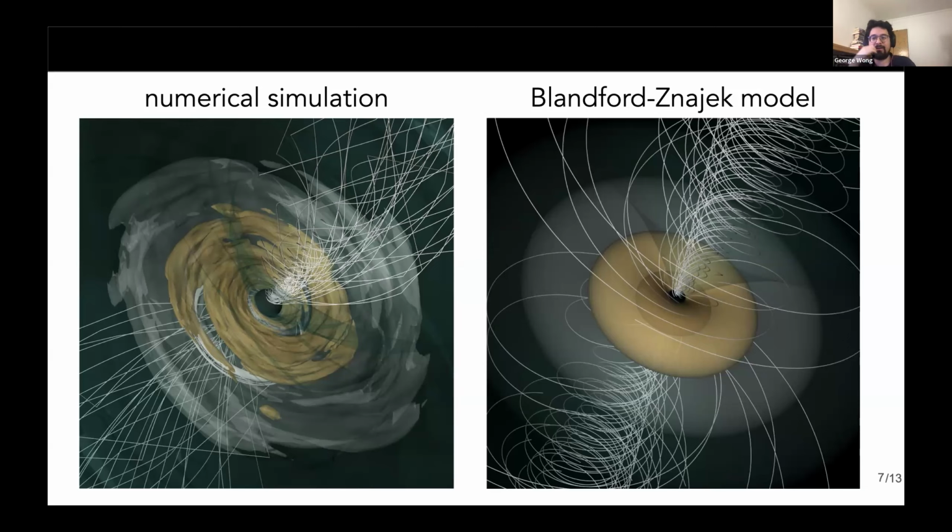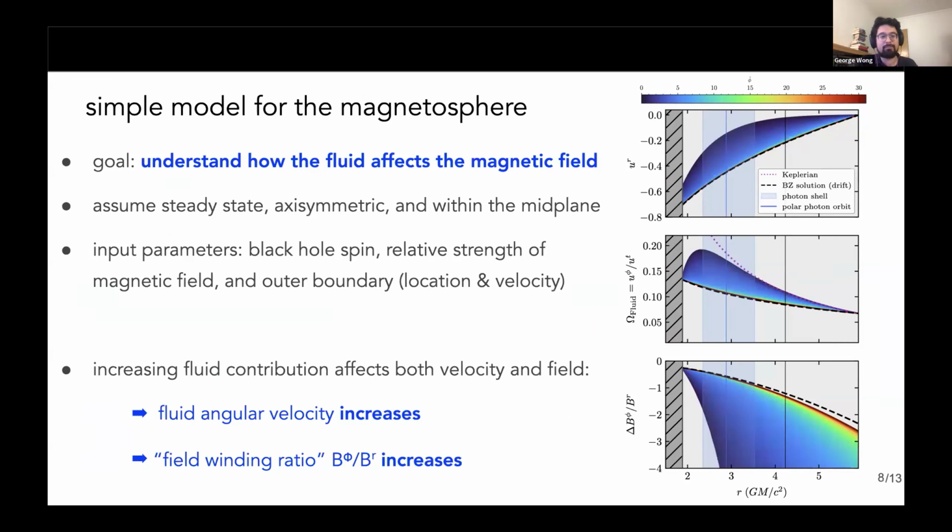So, okay, this is great. This is hopefully promising, but of course there are differences between the very simple model and the more complicated numerical simulation. And so the idea that we had in our paper that I'm talking about now is to just introduce a bit of extra complexity. And so the goal now is to understand how introducing some fluid inertia, how introducing plasma, electrons and ions, affects the structure of the magnetic field.